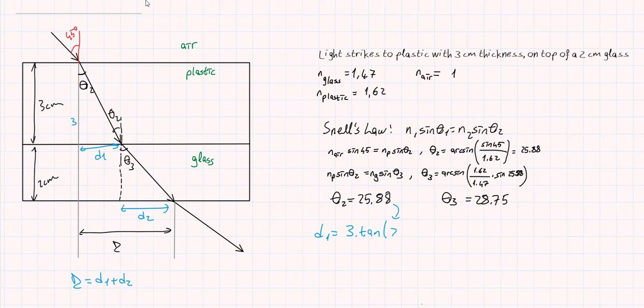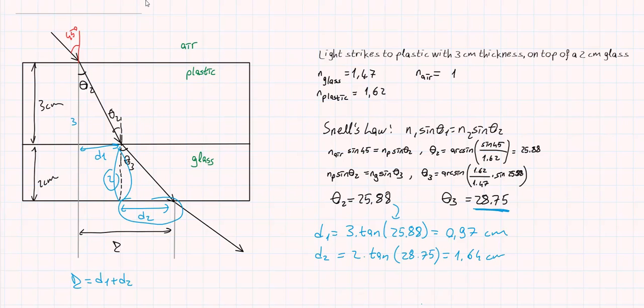theta 2. I will substitute it as 25.88. If I calculate, I will find 0.97 centimeters. Similarly, for D2, I know that this distance over 2 centimeters will give me tangent theta 3. Then I will say 2 times tangent, and I will substitute theta 3 as 28.75. If I do the calculations, I will find 1.64 centimeters. So if I sum this up, as shown here, I will find D, and D equals 2.61 centimeters.